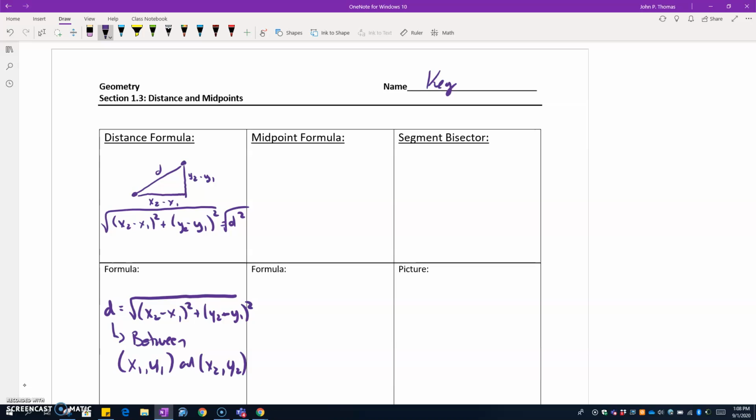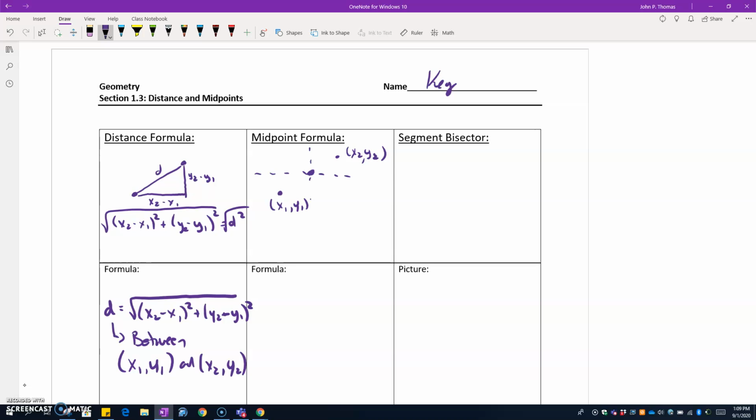Now, the midpoint formula, what it does is it tries to average the x's and the y's. So when I look at 2 points, an x1 comma y1 and an x2 comma y2, we want to find the middle y value and the middle x value. If we do that, we get the midpoint, which is the point that's directly in the middle.